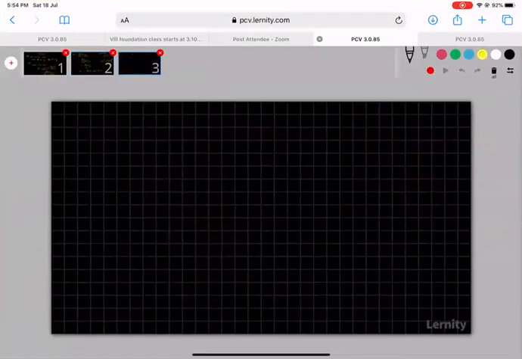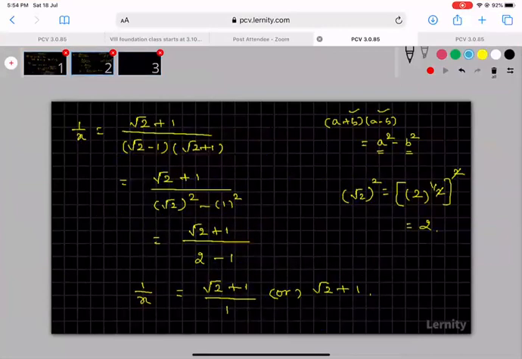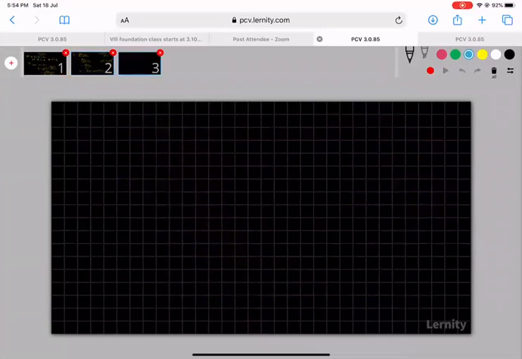You see here, in the given problem, they are given x is equal to root 2 minus 1. Now, we found 1 by x is equal to root 2 plus 1. So, I am writing here, x is equal to the value root 2 minus 1, and 1 by x is equal to the value root 2 plus 1.